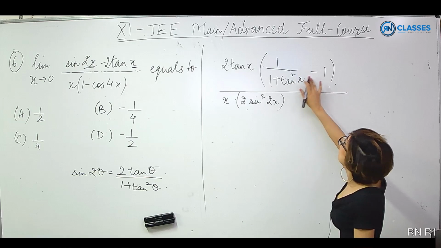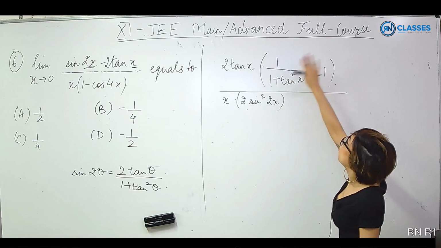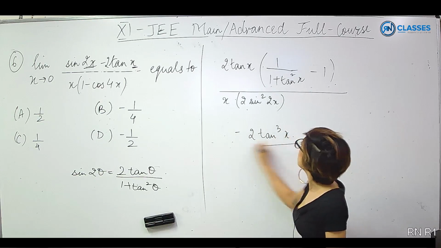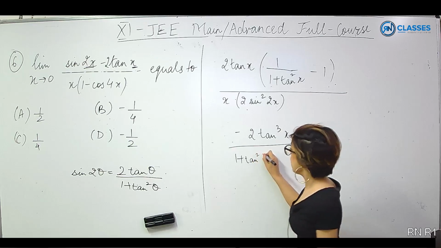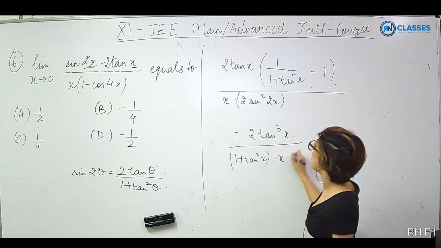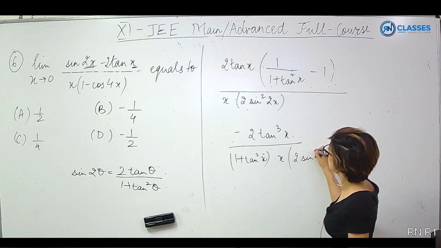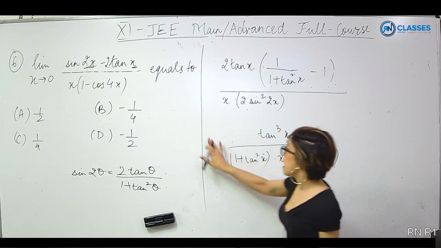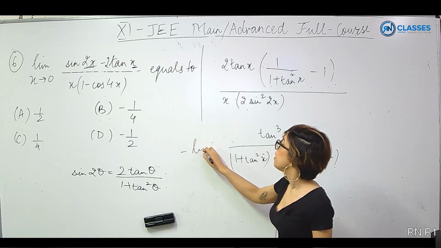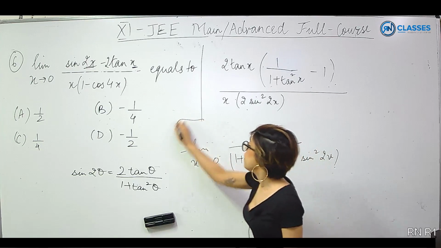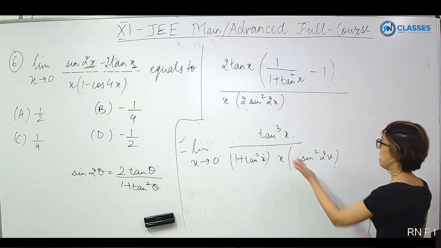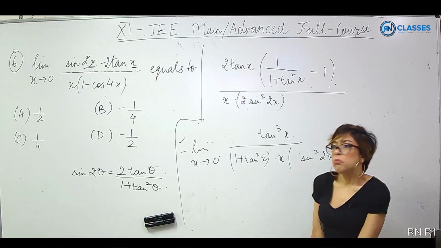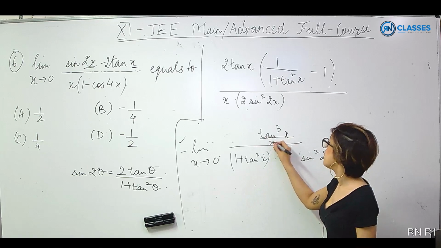Now from here, if I simplify it, 1 minus 1 cancels. So in the numerator, I will get minus 2 tangent cube x divided by 1 plus tangent square x. Then I have x over here, then I have 2 sine square 2x. 2 and 2 cancel, and I can take the minus common out. So the limit as x approaches 0 of this quantity, don't forget the minus sign. Now tangent cube x, so obviously in the denominator I should ideally have x cube. So divide numerator and denominator by x.